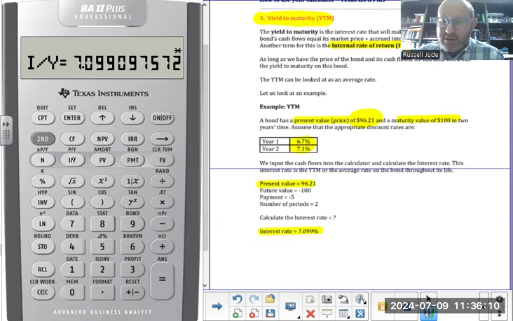Okay, so what have I done? Remember, once I've got 4 of the other inputs, or even if I had 3 of the other inputs, I could work out what my average return or my average rate on this bond is, or my IRR, which is 7.099%. So if I had present value 96.21, future value of 100, payment of 5, and a number of periods of 2, what do you notice about this? And we're going to conclude with this. What do you notice about that 7.099% average rate?